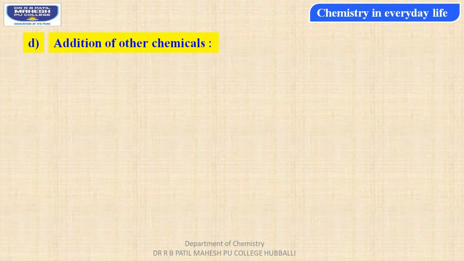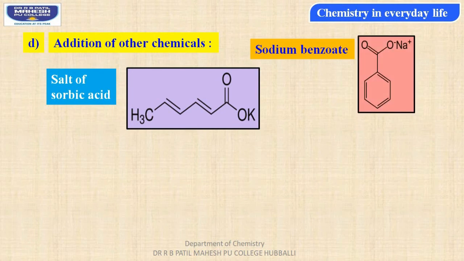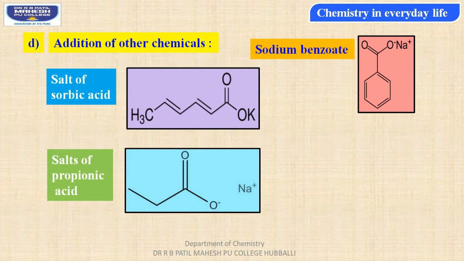The first one, students, is a salt of sorbic acid. It is a potassium salt of sorbic acid. Sodium benzoate: if benzoic acid reacts with sodium hydroxide, then we get sodium benzoate. And students, a salt of propionic acid. It is a sodium salt of propionic acid. So all these chemicals can be used for preservation of the food item.